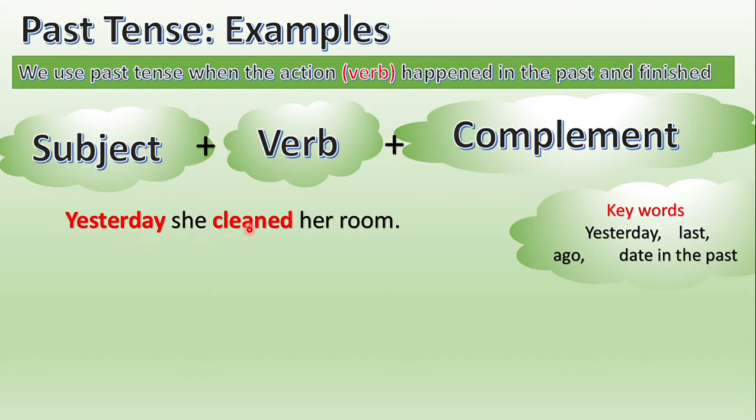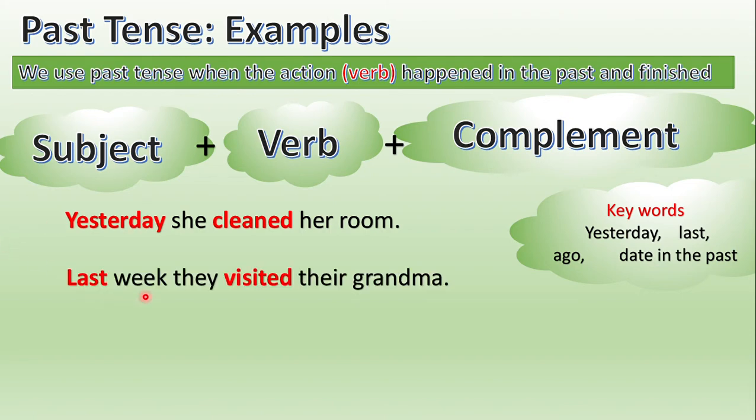Yesterday she cleaned her room. Yesterday is the keyword of the past, so the sentence must be in the past. She, the subject, cleaned, verb in the past because of yesterday. Complement, her room. Yesterday, she cleaned her room. The action happened yesterday and finished yesterday.